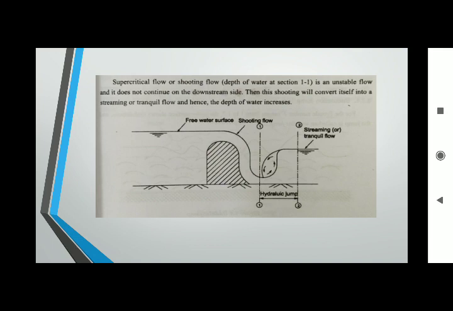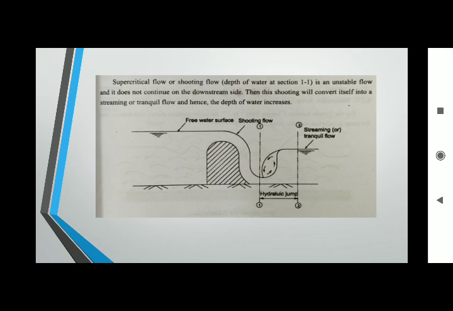Here at section 1, the depth will be very minimum, y1. At section 2, the depth will be maximum, y2. At section 1, flow will be supercritical. At section 2, flow will be subcritical. So we discussed this hydraulic jump derivation.